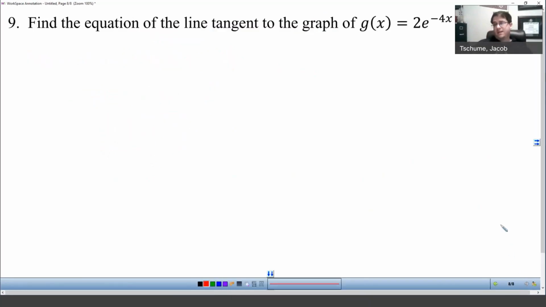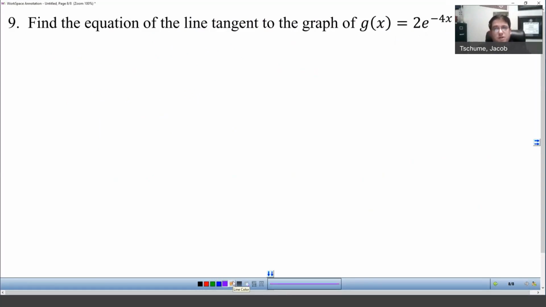All right, and then last thing I want to do for this video, now that we've learned a new derivative rule, we're going to do the equation of a tangent line to wrap up section 2.2. So I would like you to find the equation of the tangent line to the graph of g of x equals 2e to the negative 4x at (0, 2).